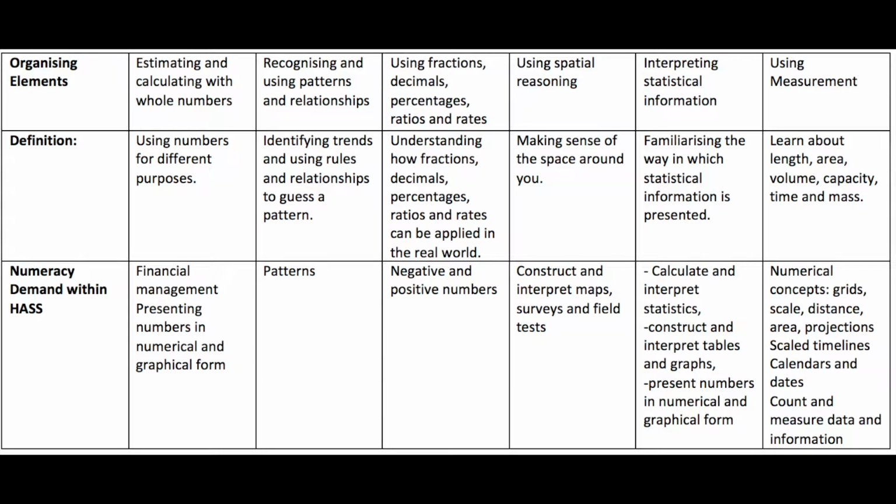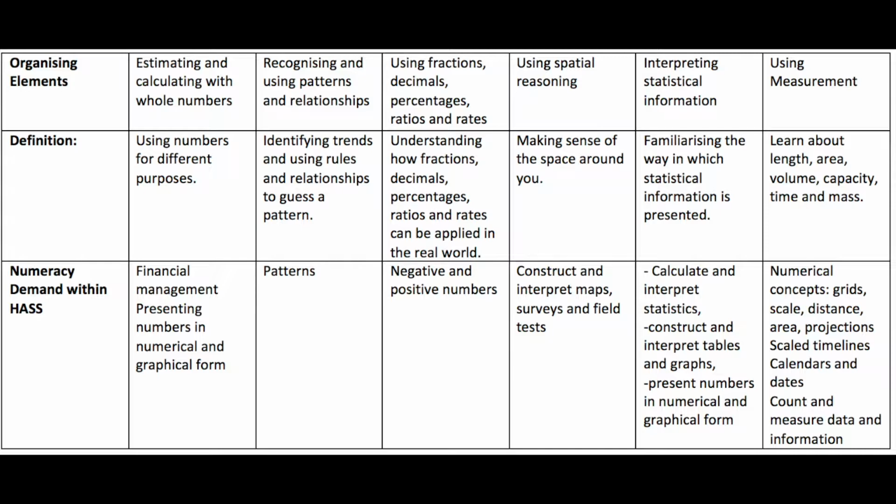Within this table, I have sorted the numeracy demands into the organising elements of numeracy. It is evident that some elements are used more than others. For example, recognising and using patterns and relationships are less evident within HASS than, say, using measurement as an example. Okay, so as explained previously, we have 6 organising elements.